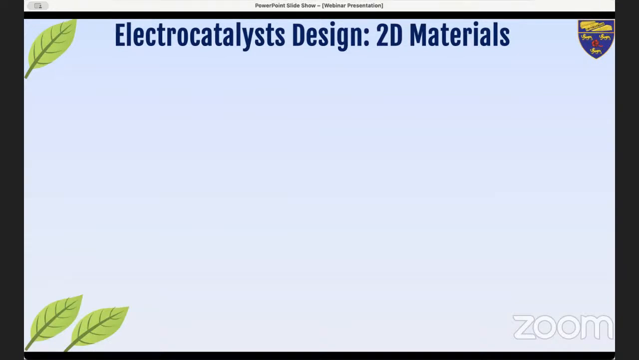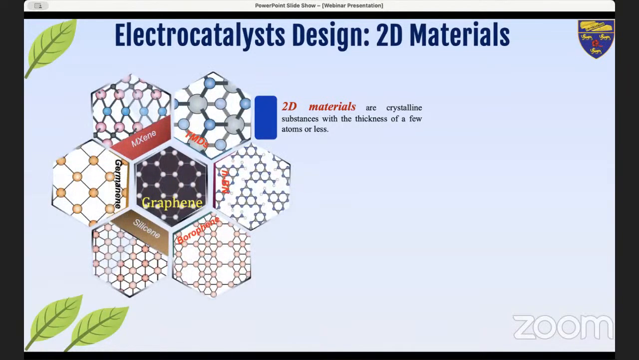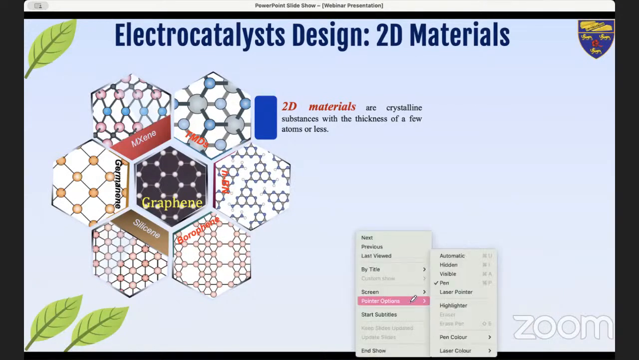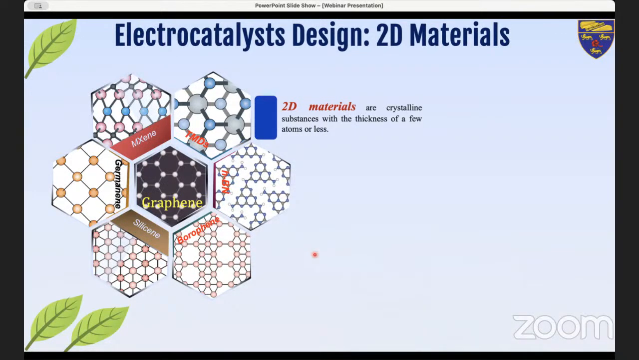I'm sure you all know about 2D material. Actually, 2D material is a special morphology of nanomaterial, where the thickness is very important. The thickness is around a few atoms or less. So we deal with a broad variety of 2D materials. For example, graphene is the famous 2D material, as well as transition metal dichalcogenides, TMDs, MXene, hexagonal boron nitride, and so on. The importance of 2D material started after graphene was discovered in 2004.